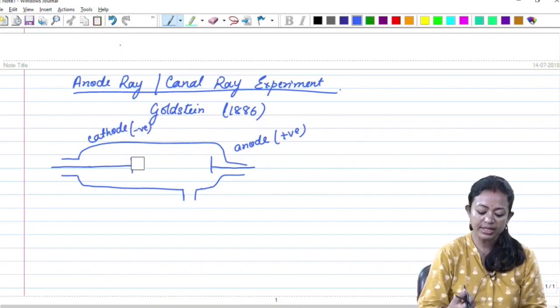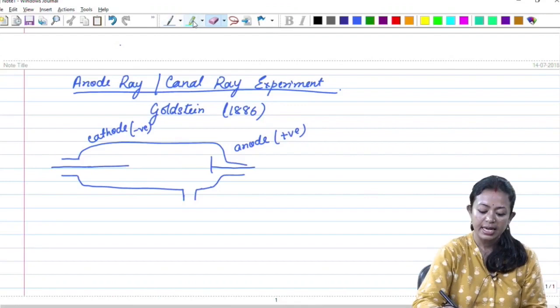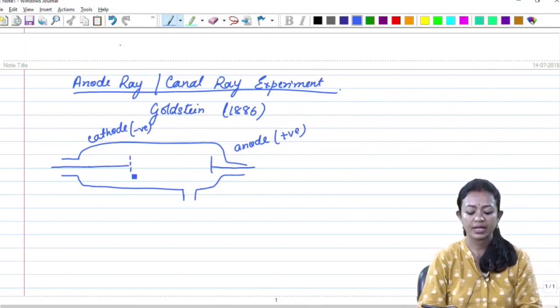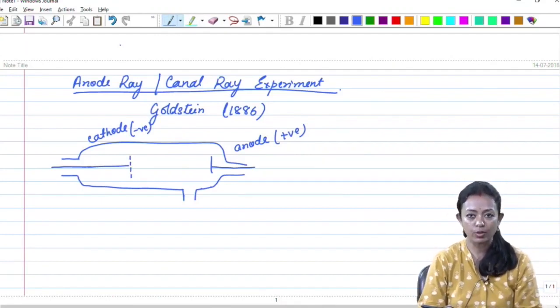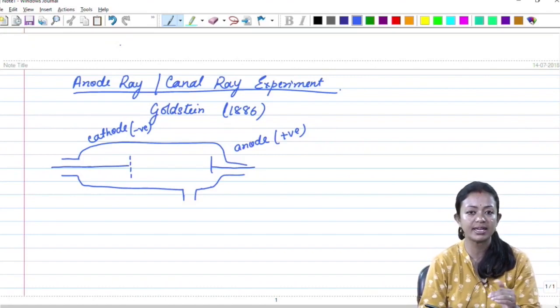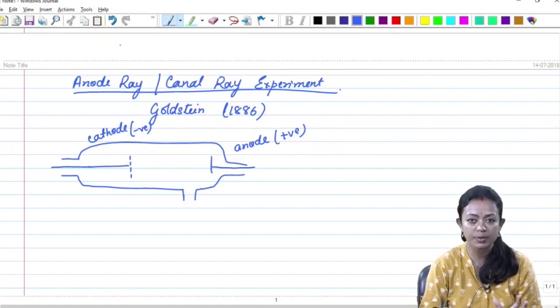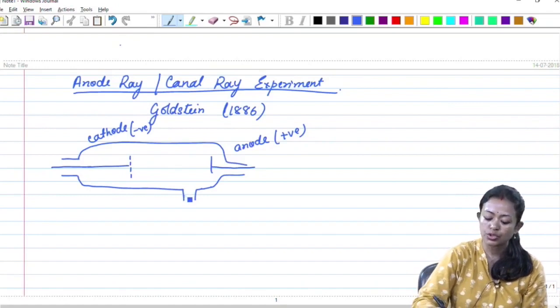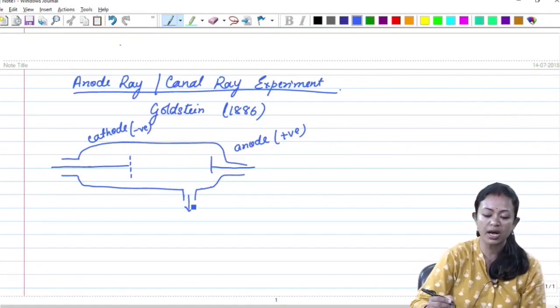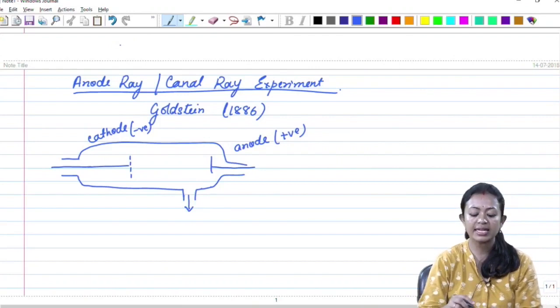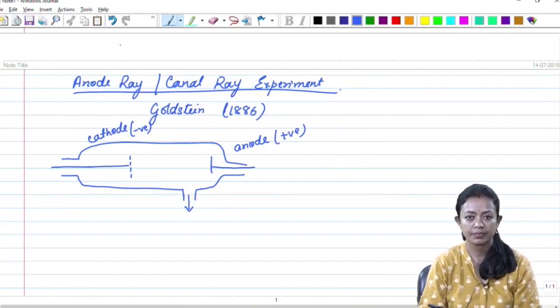But the only change that he made with the cathode is that he made the cathode perforated. He brought it slightly closer to the anode, and he made the cathode perforated. And he wanted to find out what his observation would be. So just like J.J. Thomson, he pumped out the air and started the experiment.